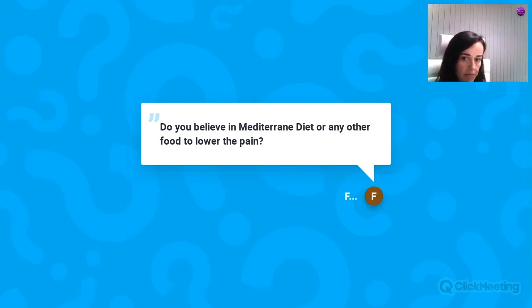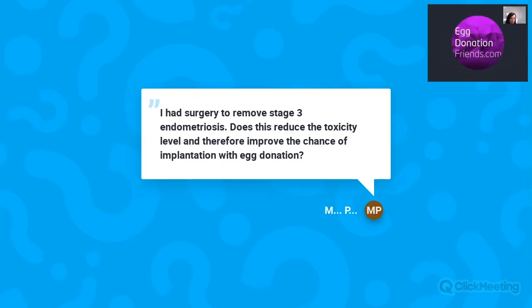Of course. Thank you for the explanation. And this one will be the next question for you. I had surgery to remove stage 3 endometriosis. Does this reduce the toxicity level and therefore improve the chance of implantation with egg donation?